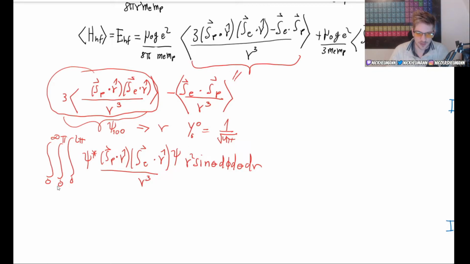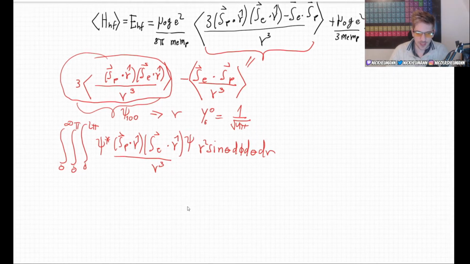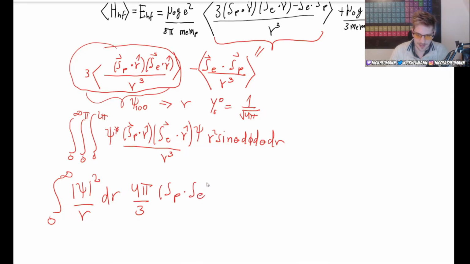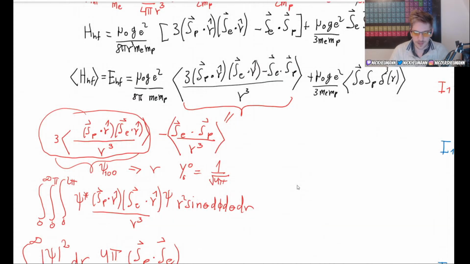We had left off about here, and we had seen that if we separate the radial part, so we make this integral from 0 to infinity of the absolute value squared of the wave function divided by r dr, then the rest would be exactly the same integral that we just solved, which we now know is 4 pi over 3 times the dot product of the two vectors, Sp and Se. So that is this first part, up until the minus sign.